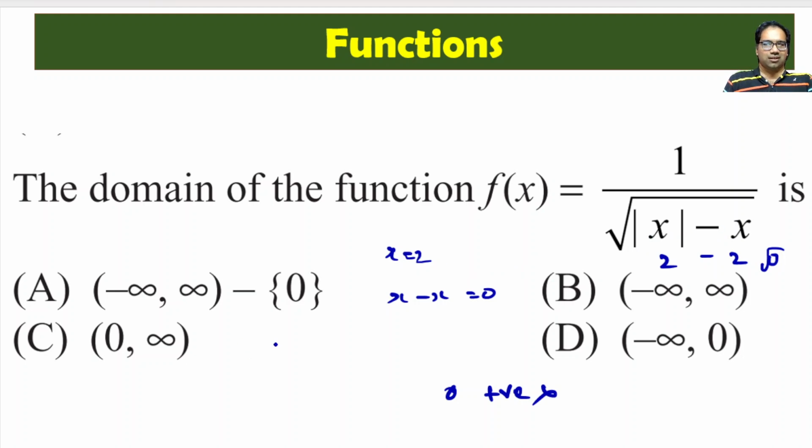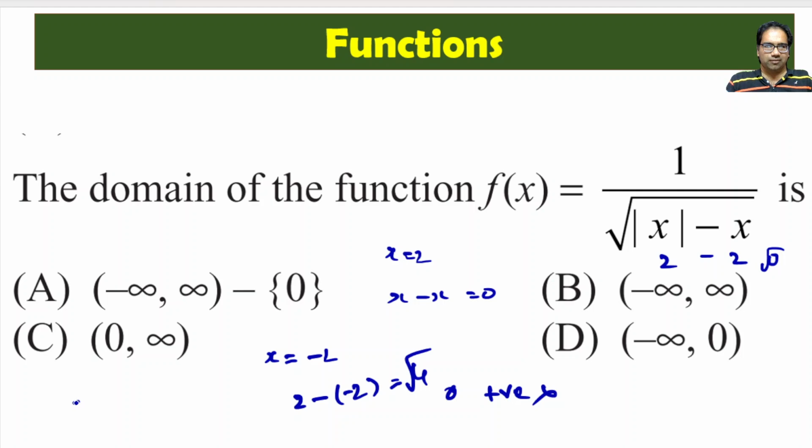When x is negative, let's say for example, x equal to minus 2, then what will happen? Absolute value of x is again 2, minus what is x? X is again minus 2. 2 minus minus 2 is equal to 4, under root 4 which is possible. So whenever x is negative, absolute value of x minus x is always positive. We can just see, right?